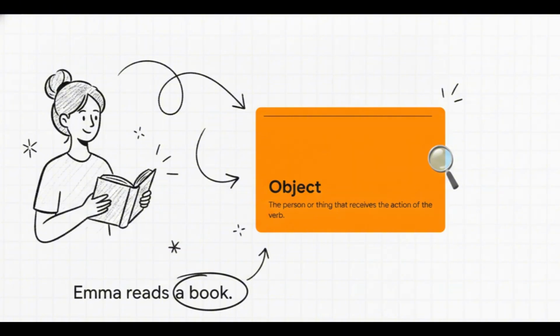Take the sentence, Emma reads a book. Let's just break that down together really quick. Who's the subject? Emma. What's the verb, or the action she's doing? Reads. Now, ask yourself, what does Emma read? She reads a book. So, a book is our object. It's the thing actively receiving the action of reading.